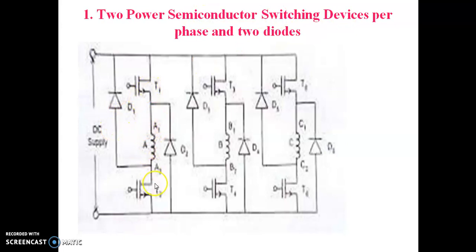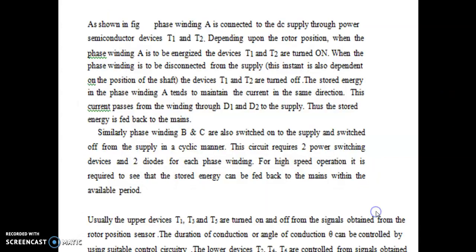If T1 and T2 are turned on and you are providing DC supply to this circuit, the winding A will be energized. After receiving the signal from the rotor position sensor, if T1 and T2 are turned off, the current flowing in the phase winding A is supplied through the diodes D1 and D2 back to the supply itself. Likewise, the phase windings B and C will also operate. Let us discuss this operation in detail in the next slides.